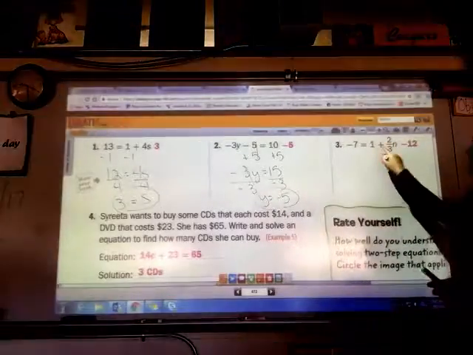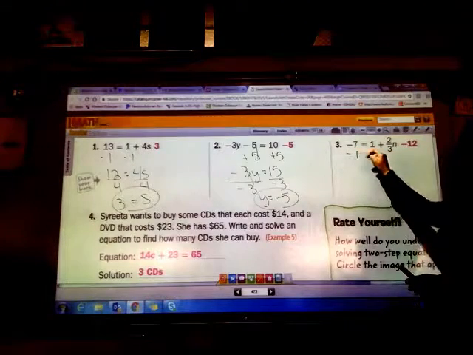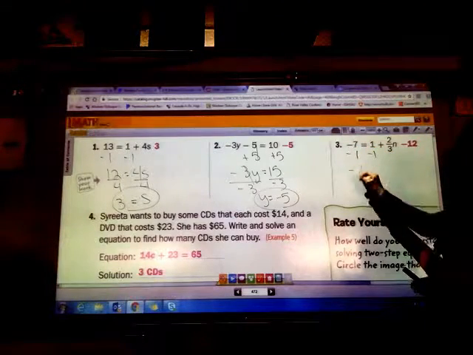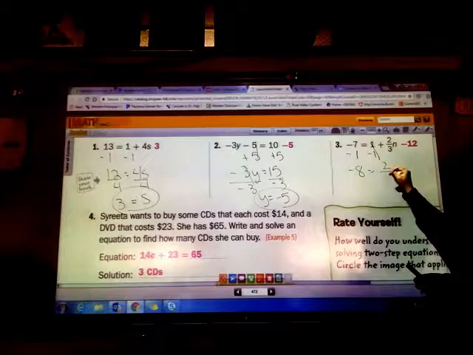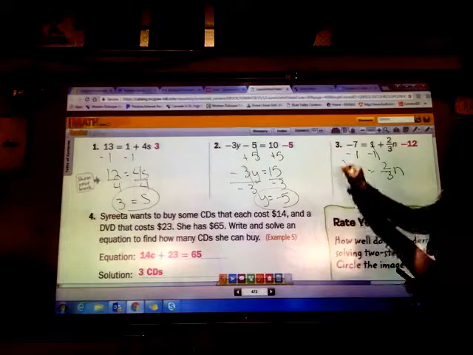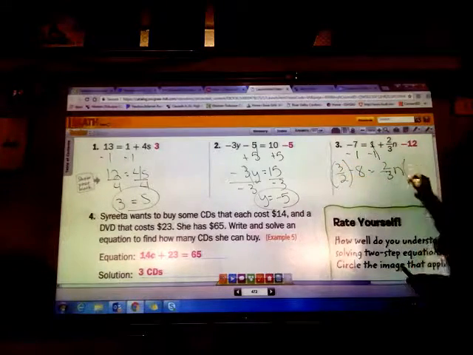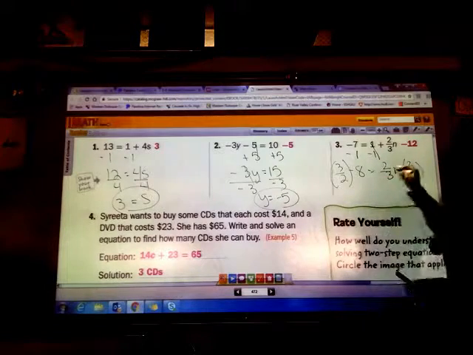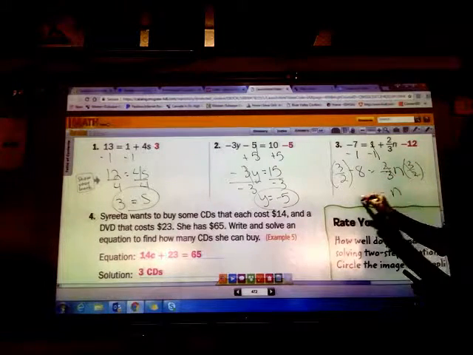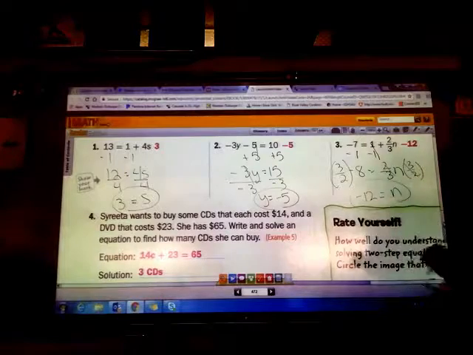Taking a look over here, they're adding 1, so the opposite would be to subtract 1. Negative 7 minus 1 is negative 8. Then I get 2/3 n left. I'm going to multiply both sides by the reciprocal, which would be 3/2. Those are going to cancel, and I would get negative 12.